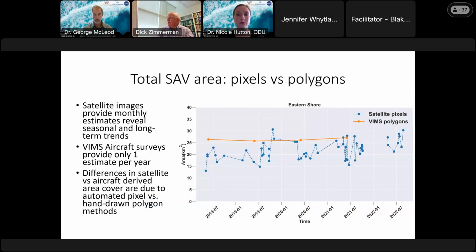Now, one thing to keep in mind is that VIMS gets one image of the entire bay per year. The satellite imagery provides much more frequent estimates that allow us to develop monthly patterns. And you can see on this plot, all the blue dots represent images that we have processed of this Eastern Shore region. In comparison to that, you see the VIMS polygons that have been produced once a year.